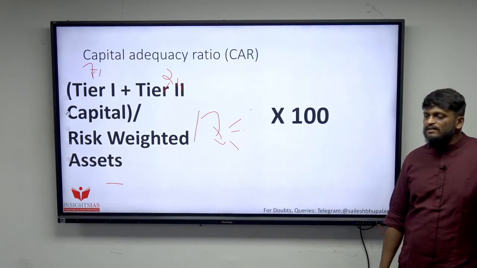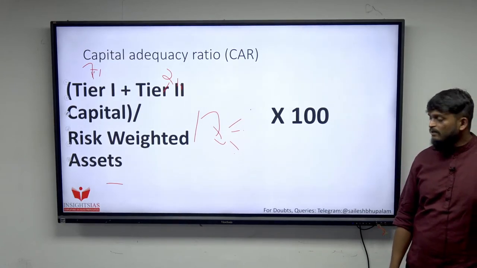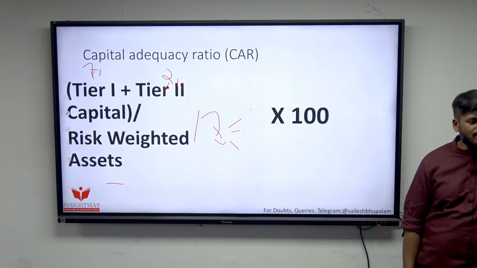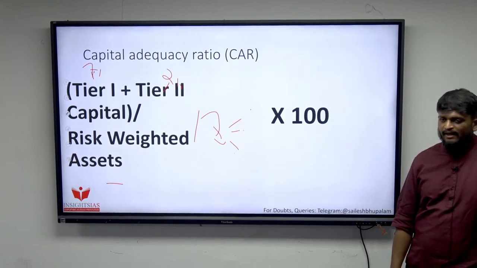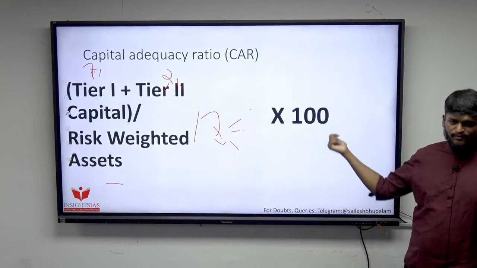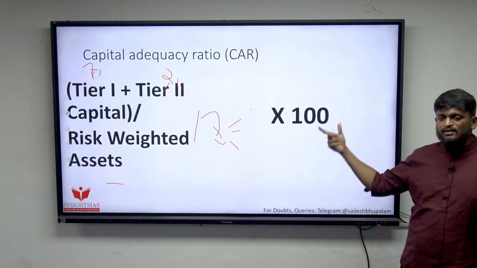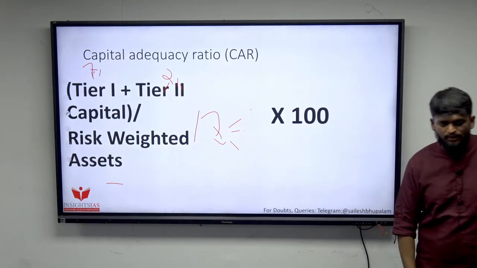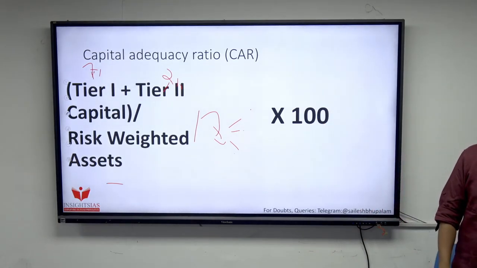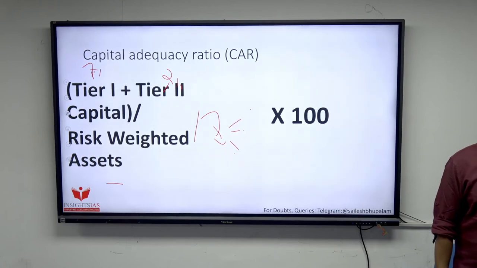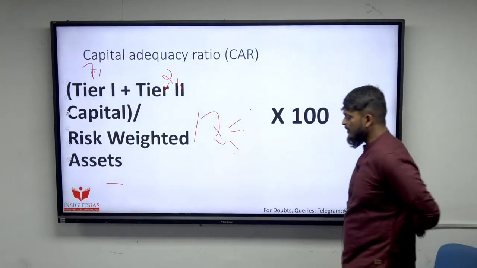Why we add weights is somewhat mathematical in concept. Earlier in class I had explained it. As of now, in this class, this mathematics part we'll skip it. Right now you can just look at it as Tier 1 plus Tier 2 capital divided by risk-weighted assets. Risk weights are given because all loans are not the same. Some are high risk, some are low risk, some are medium risk. We have considered risk weight also.